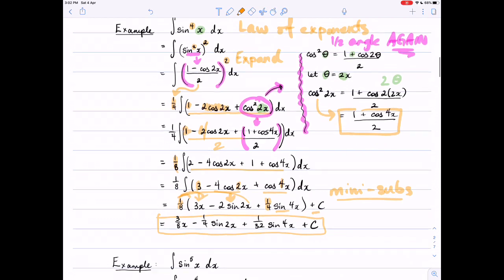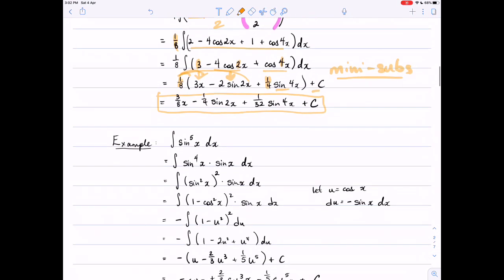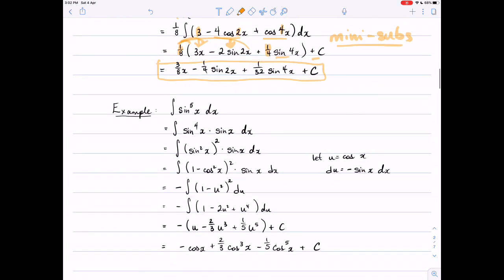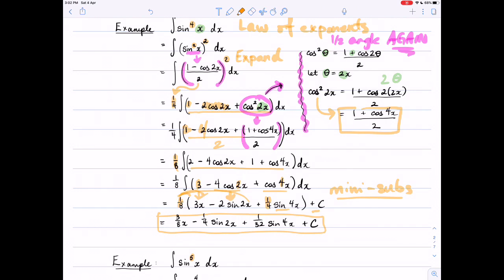Next example, so let's bump up the difficulty one more level. Sine to the 4th, now sine to the 5th. So sine to the 5th does not work as easily, right? What was so nice about sine squared was that when I wrote the law of exponents, inside became something that I could use a trig identity for.